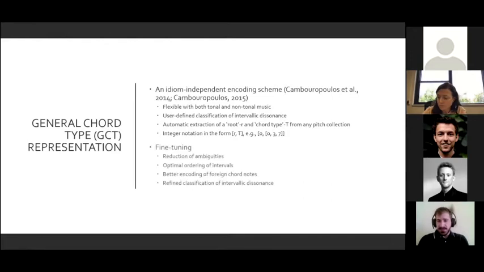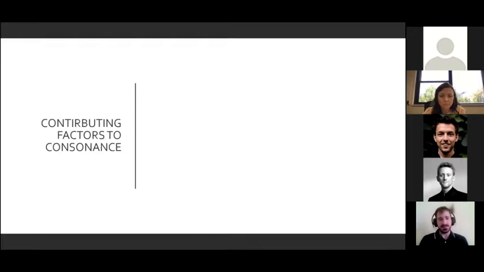The aim of the study is to propose a new algorithm for GCT, one that handles more elegantly and more efficiently the issues that arise in the original version. These issues range from ambiguous outputs to untidy encodings of extensions and foreign chord notes, plus coarse classification of dissonance in intervals. To emphasize the significance of the latter, we argue about the complexity of the perception of dissonance.